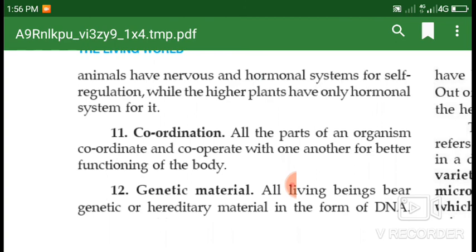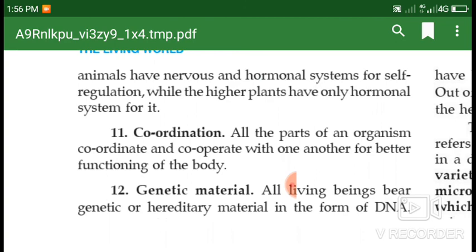Coordination. All the parts of an organism coordinate and cooperate with one another for the better functioning of the body. If we want to do any work, our whole body has to be coordinated to carry out that work, and all our cells help us to do it.